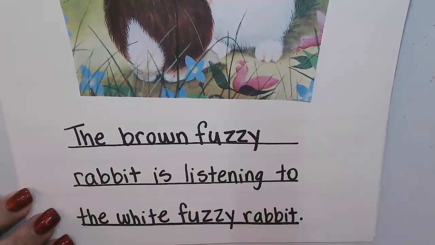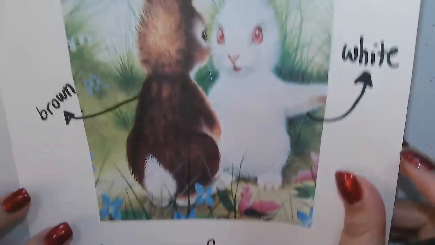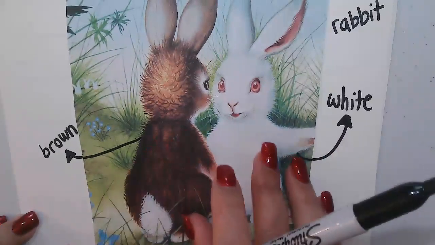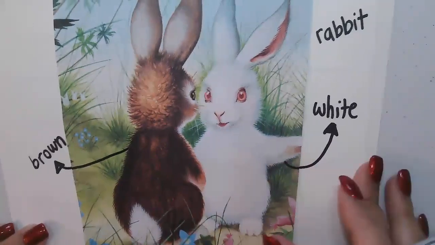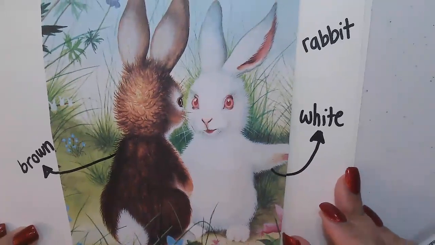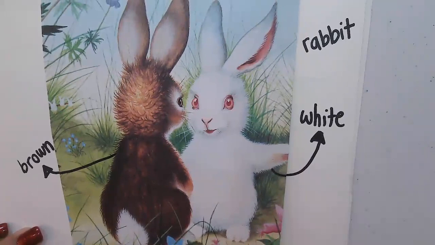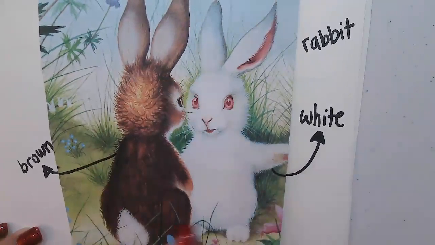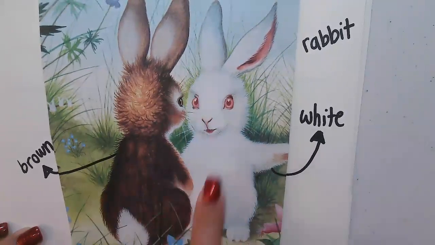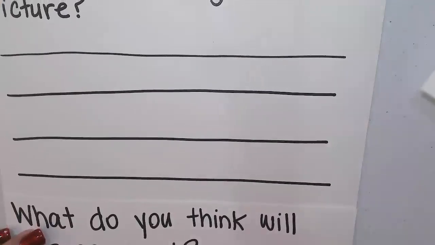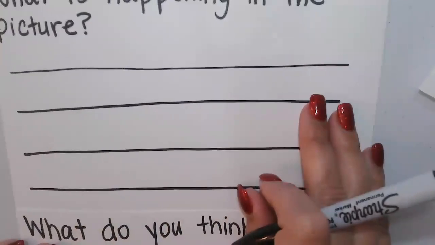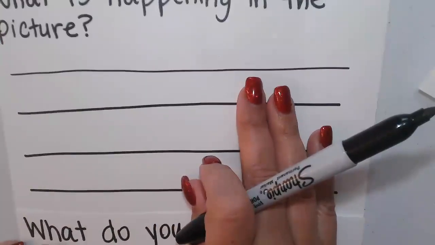Okay, that was mine. Maybe you wrote something like, the bunnies are playing in the grass. Maybe you wrote something like, they are friends. All of those are great sentences. It's whatever you imagine to be happening here. So here at the top, you should have your sentence, okay? This should be your sentence.